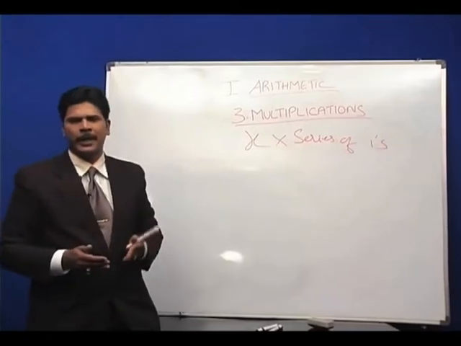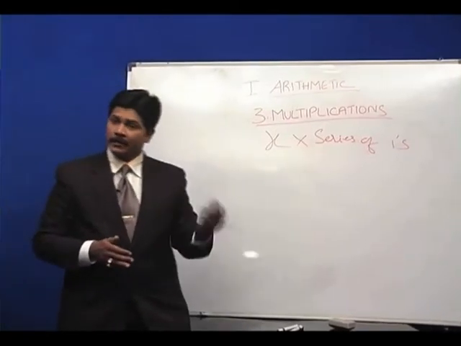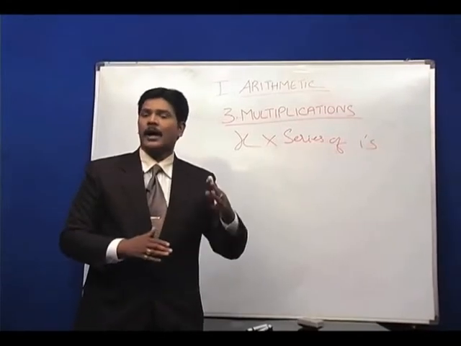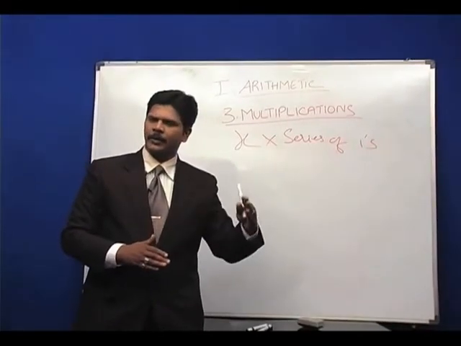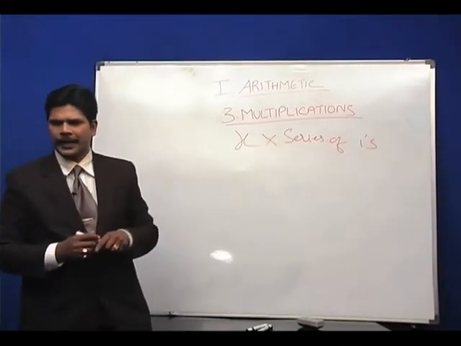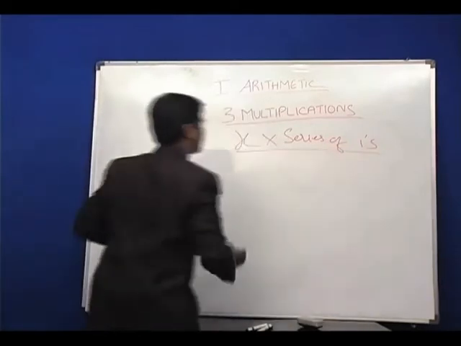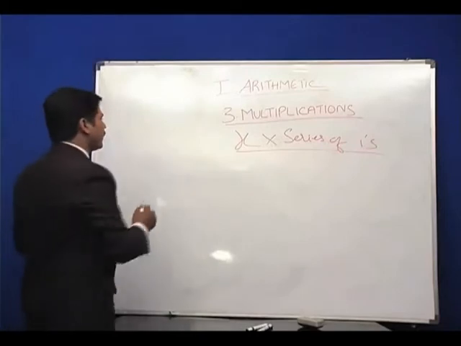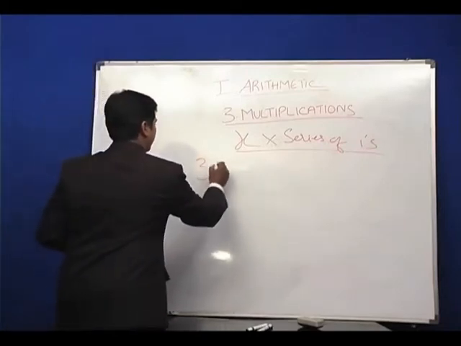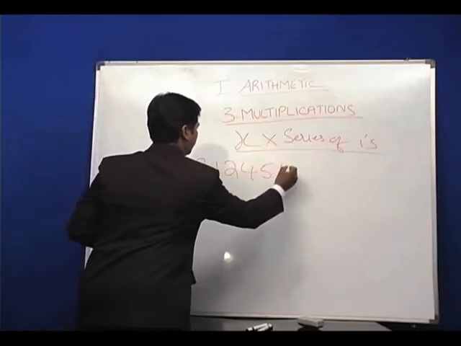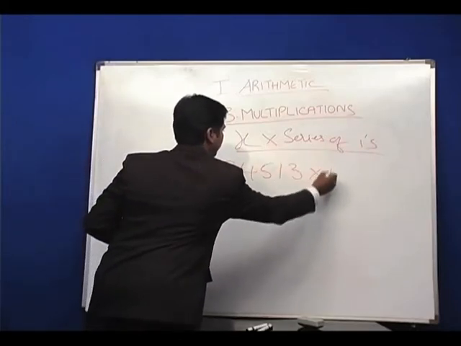Or I'll show you how to multiply any number times 11, or any number times 111, or any number times 1111, or any number of ones. Okay. Now, let's take an example. Let's first start with a small number. Like how much is 3124513 times 11?